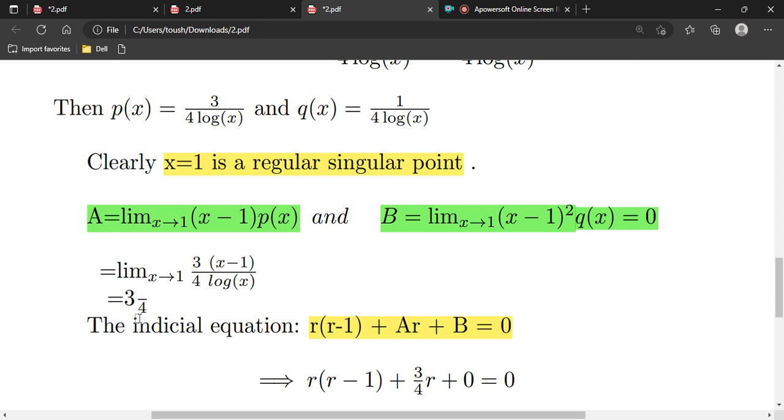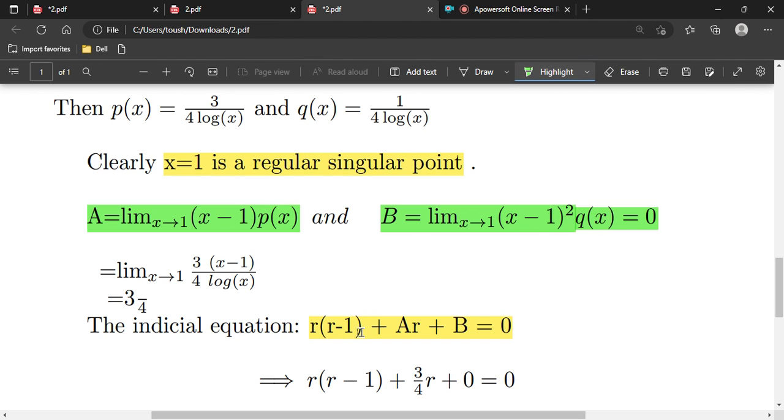So a you are getting 3 by 4, but when you do it for b, you will get 0. That is, (x minus 1) whole square into 1 by 4 log x. So same thing here, apply L'Hospital rule and try to get the value of b as 0. If you are not getting it, comment, I will give the reply. Okay, so then you are getting a and b.